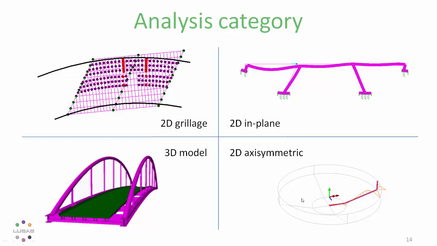The 2D axisymmetric, I think, speaks for itself. It's a slice on a circular object like this settlement tank here, or LNG tanks, these sorts of things which people use LUSAS for. Whereas everything in the real world, of course, is three-dimensional. And so you can always use 3D as an option.